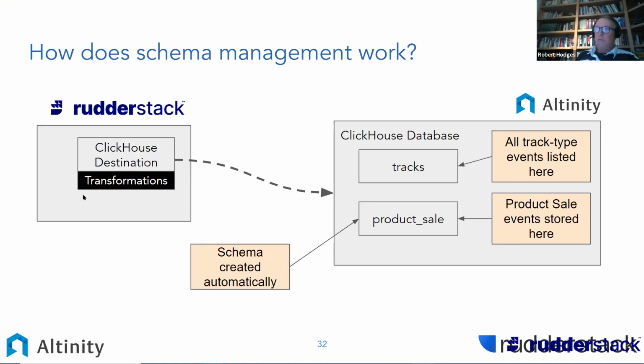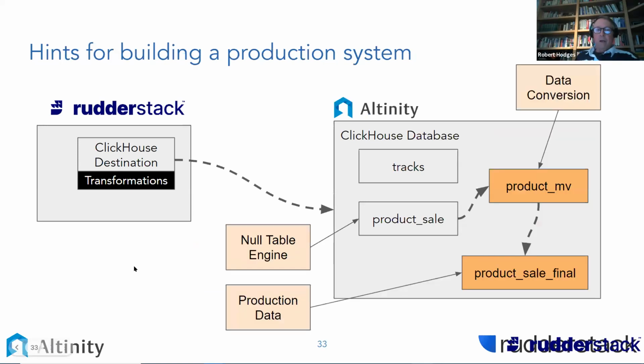Let me just talk about this very briefly. One of the cool things, as I mentioned, was that as the events are applied, RudderStack will have a look, and if the table's missing, it'll just create it automatically. Moreover, if you have additional columns showing up in your messages, they will be added automatically as well. It's very powerful. So we talked about tracks, product sale, the fact that schema is created automatically.